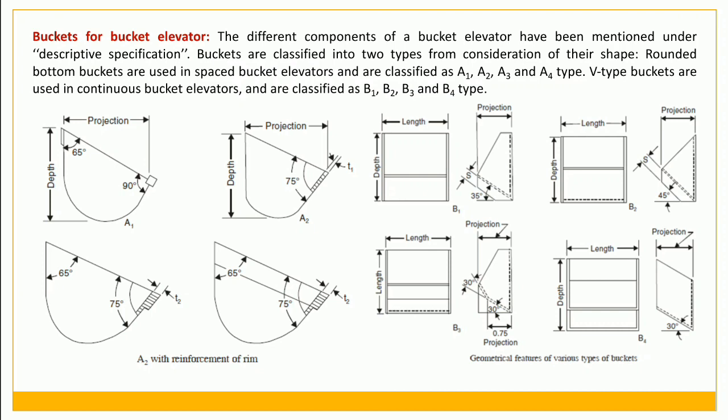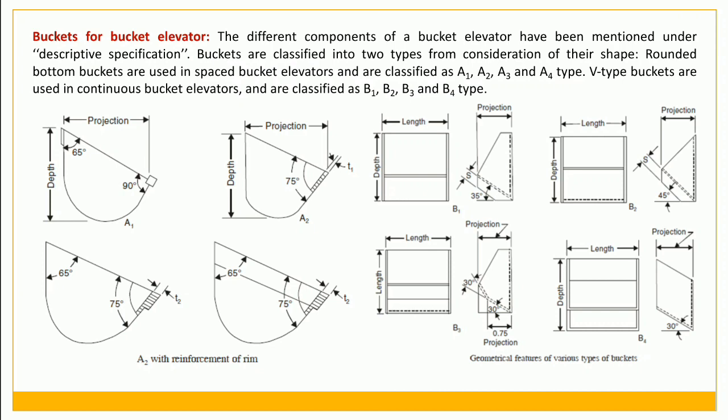The buckets are manufactured from suitable steel, aluminum or stainless steel sheets. These buckets may also be cast from malleable cast iron, cast steel, aluminum or even stainless steel castings. Buckets are basically classified into 2 types considering their shape. Rounded bottom buckets are used in spaced bucket elevators, which are classified as A1, A2 in this way, and V type buckets are used in continuous bucket elevators and are classified as B1, B2 in this way.